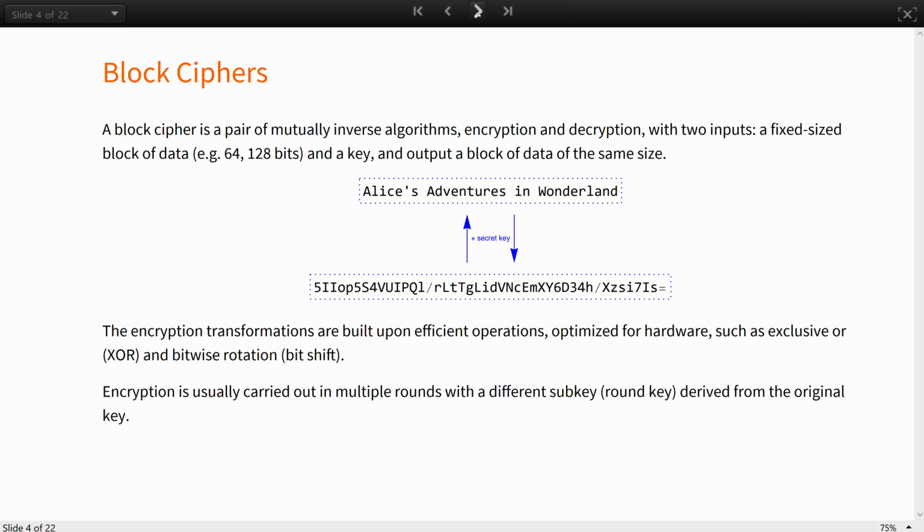A block cipher is a pair of mutually inverse algorithms, encryption and decryption, with two inputs, a key and a fixed-size block of data like 64 or 128 bits, and output a block of data of the same size. The encryption transformations are usually built upon efficient operations optimized for hardware computation, such as exclusive OR or bitwise rotation. Encryption is usually carried out in multiple rounds, each of which uses a different subkey derived from the original key.